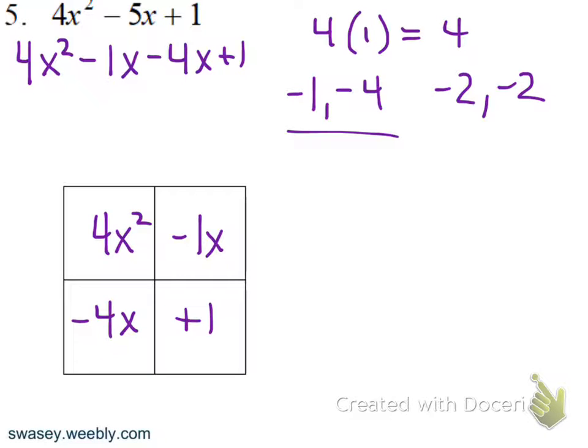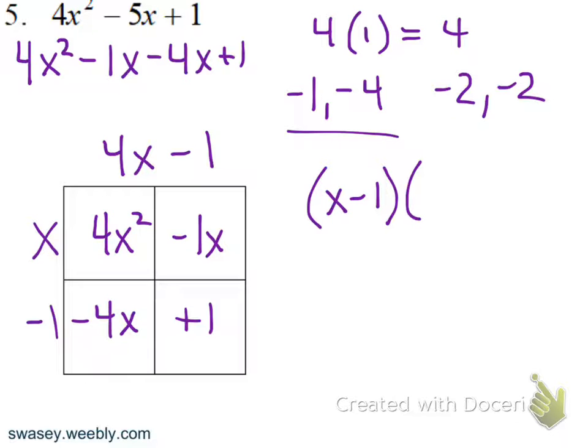GCF of the top row is x. GCF of the bottom row is 1. 4x squared divided by x is 4x. 4x times 1 is 4x, not negative 4x. So let's make the GCF of the bottom row negative. Negative 1x divided by x is negative 1. Negative 1 times negative 1 is positive 1. So we have the correct factors, x minus 1 and 4x minus 1.